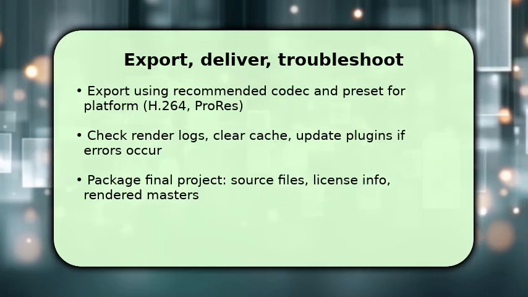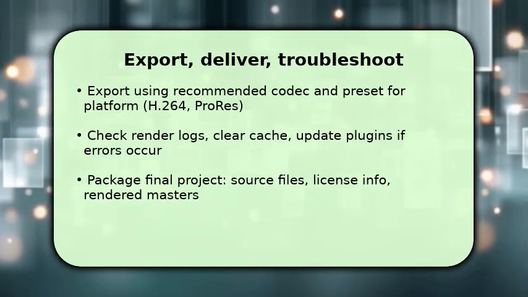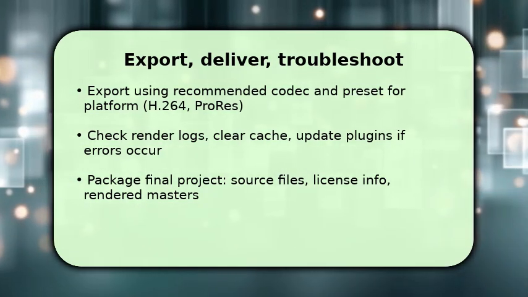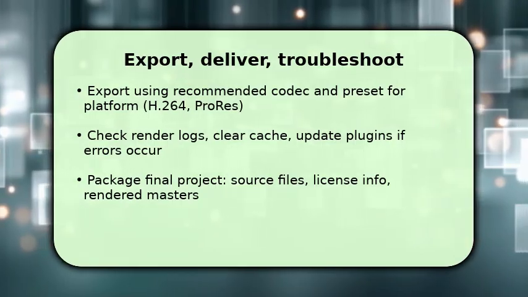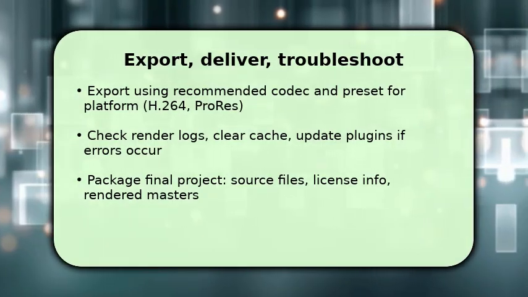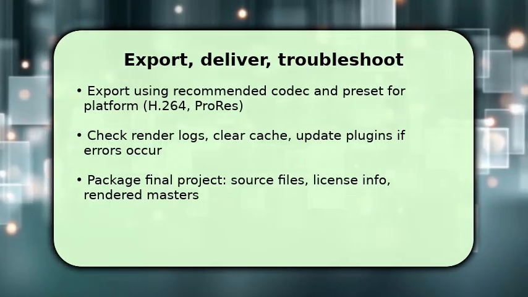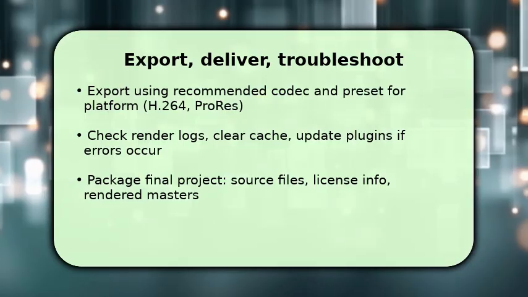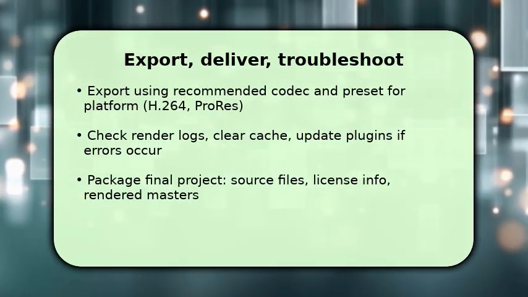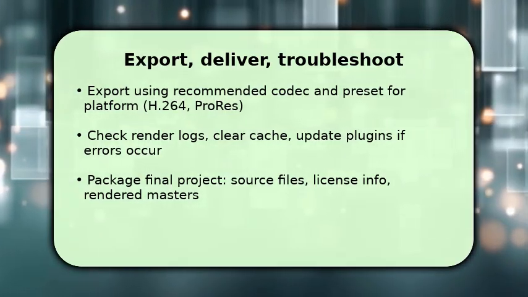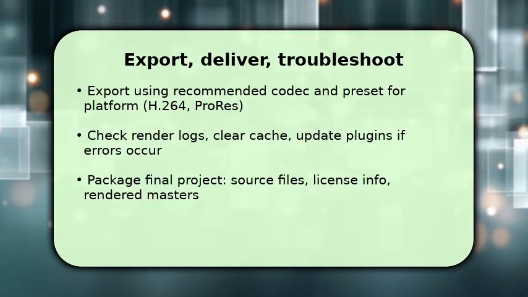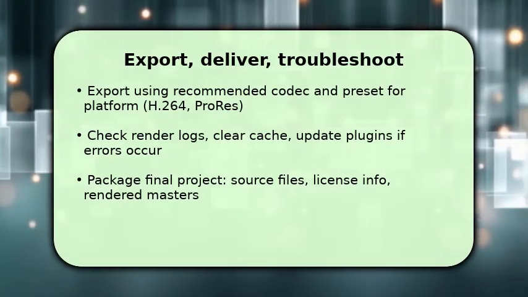You finish by exporting with the recommended codec and preset for your delivery platform, for example H.264 for web or ProRes for master archives. Once exported, double-check the render log and review the file for frame drops or audio sync issues. If problems arise, clear your cache, update Motion Array plugins and your host app, then re-render the troubled region.